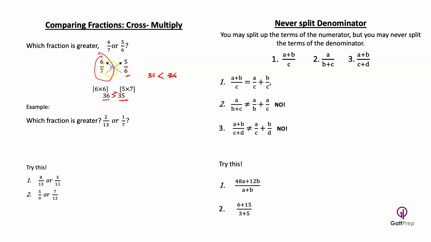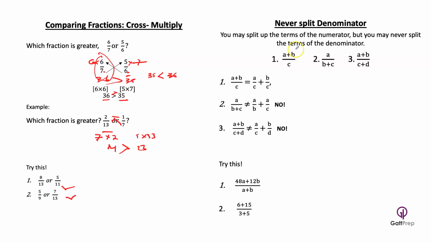The denominators will move to multiply and remain. So 6 will move here and remain here. 7 will move here and remain here. And then here is 36 and here is 35, and this fraction is bigger. Now, which fraction is greater? Let's try this example here. Here, similar stuff. Okay, 7 will move and multiply 2. So 7 times 2, and then 13 will move and multiply 1. 1 times 13. This is 14, this is 13, this is larger. So this fraction is bigger than this fraction. Try your hands on these two examples.